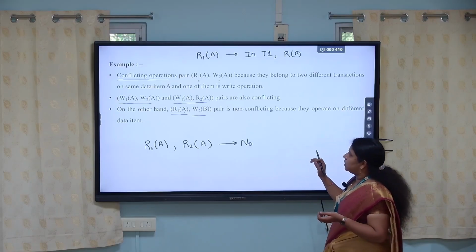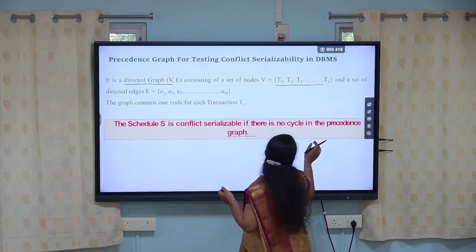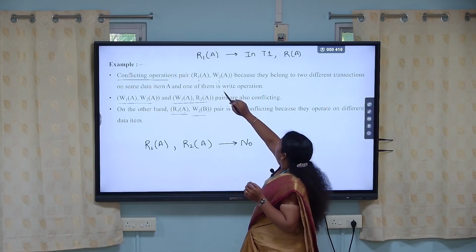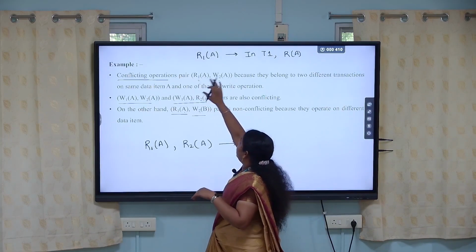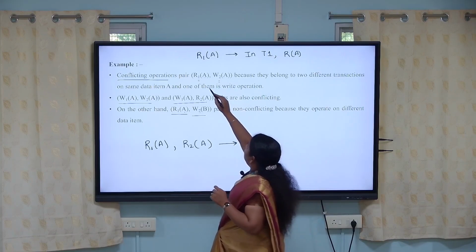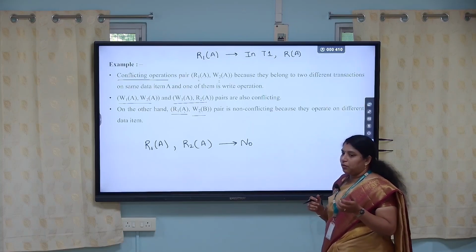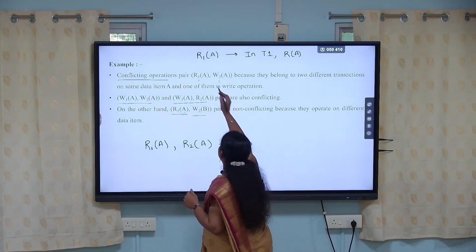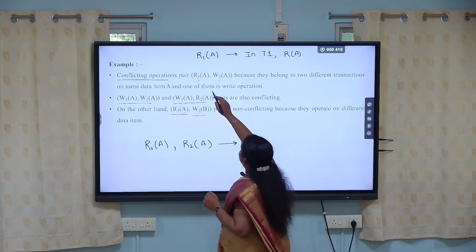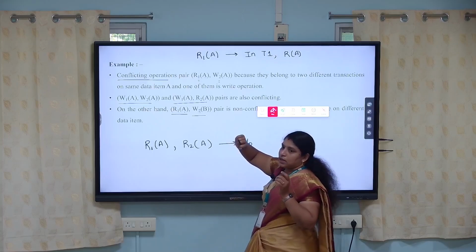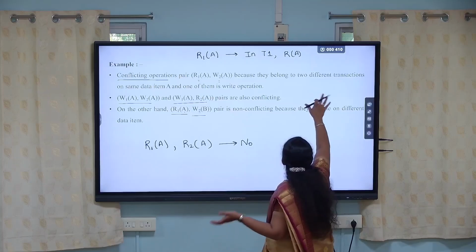So these are the examples. A conflicting operation pair can be like this. This is one kind of conflict, because the same operation occurs on the same data item but between two different transactions. Here we can see these are two different transactions, and these are examples where conflicting operations can occur between two different transactions. Here R1 is the read operation that has occurred in the first transaction.